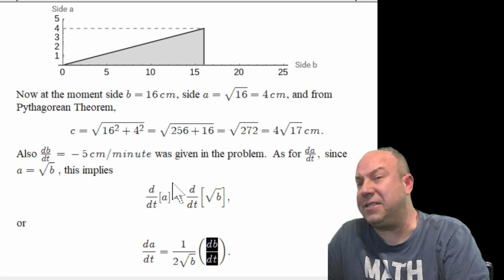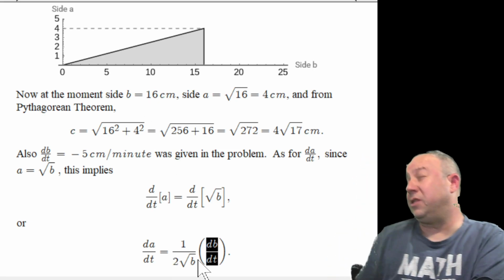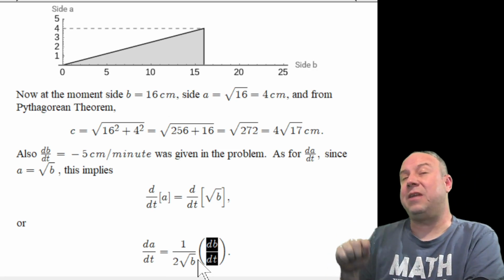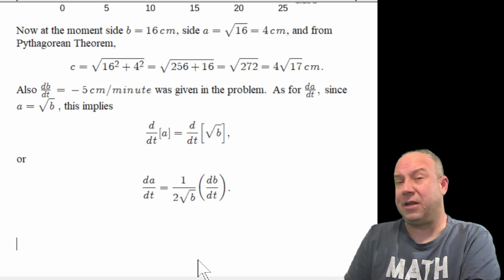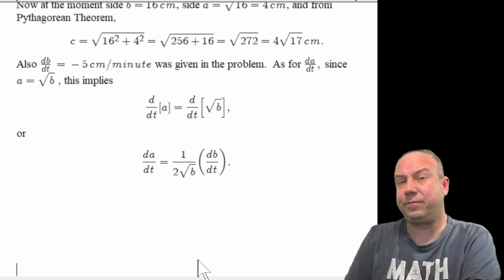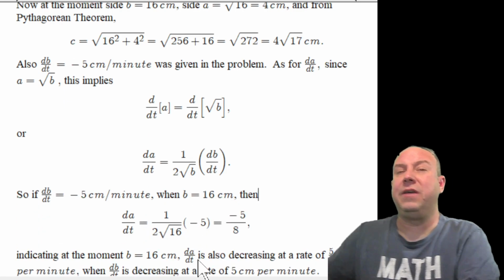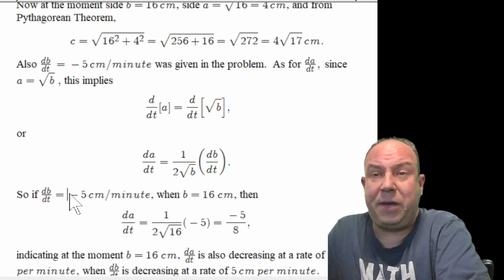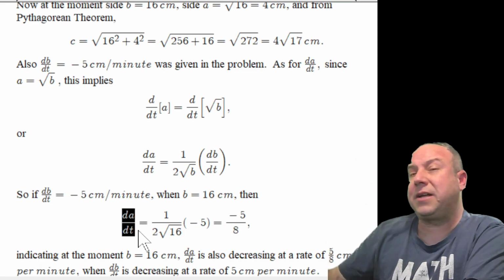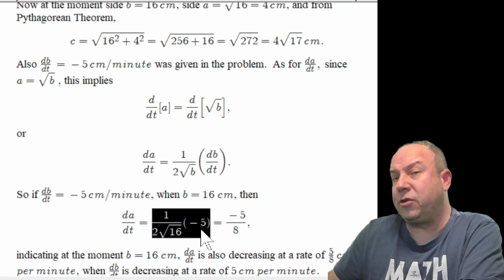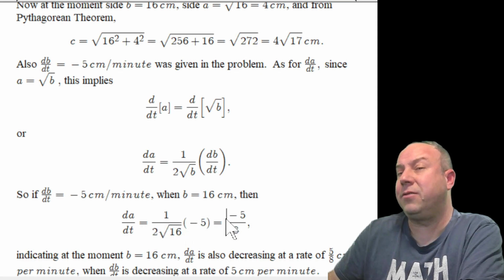Now, if B is 16 centimeters, this would be 2 times the root of 16, or 2 times 4. And we'd end up with negative 5 over 2 times 4, which would be negative 5 over 8. And I do believe that is what we say here. Yeah. So if dB dt is negative 5 centimeters per minute, when B equals 16 centimeters, the rate of change in side A with respect to time t then would be 1 over 2 root 16 times negative 5, or negative 5 over 8. The root of 16 is 4 times 2 is 8. That's where we get the 8 in the denominator, and then negative 5 times 1 is negative 5.